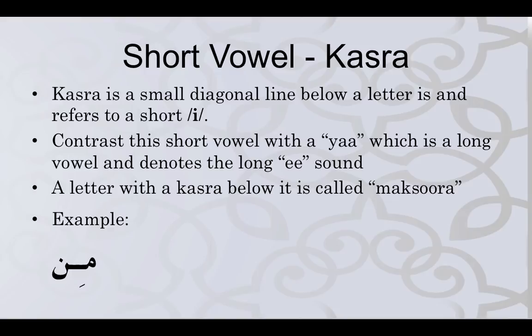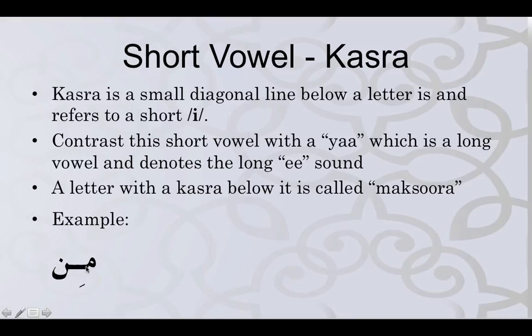Okay? And whenever a letter has a kasra below it, the letter is called maksoora. So, an example that I've provided here is the letter meem. The letter meem has this little diacritic that you see right here, this little mark right there, that's known as a kasra. So this word is meem maksoora, noon maskuna, min.